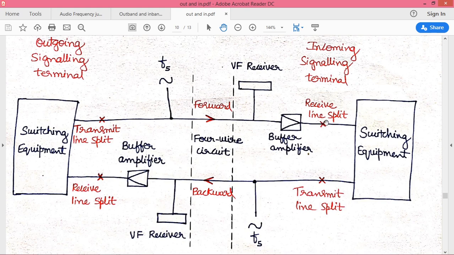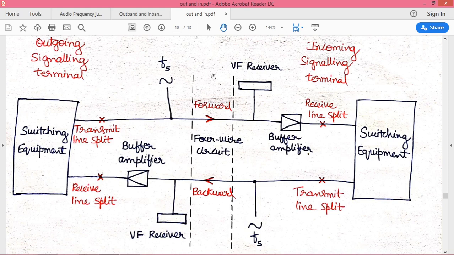Similarly, with the help of this line split, we are able to remove the control signal, and we forward only the carrier signal and speech signal to our switching equipment and then to our customer, the end user. Similarly, the end user will send carrier and speech signal into our switching equipment. Via the switching equipment, it will be forwarded to the signaling system.